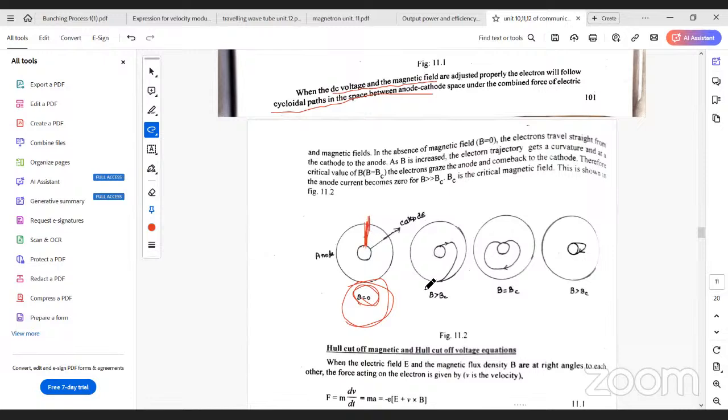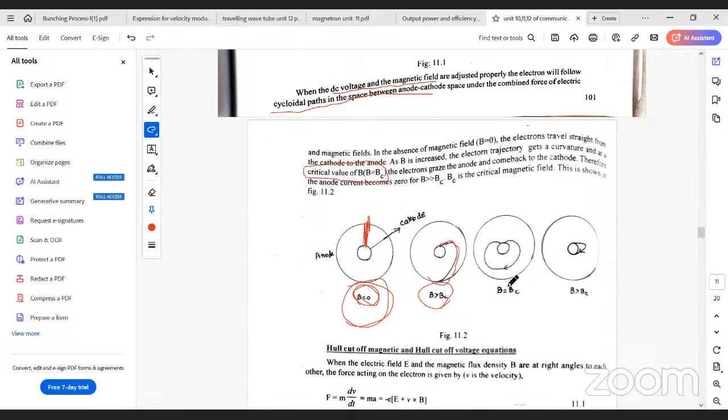Suppose I am applying some magnetic field at some particular point. That particular point is called the critical point, BC, the critical magnetic field. What does it mean? Before applying the magnetic field, the electron is moving straight. After applying the magnetic field, it is going like this.